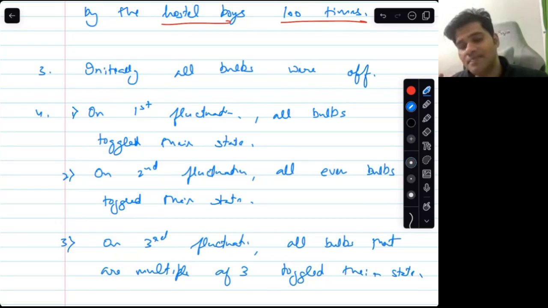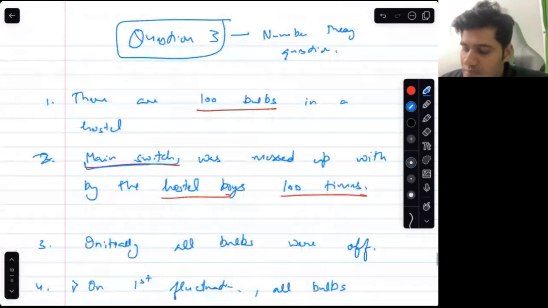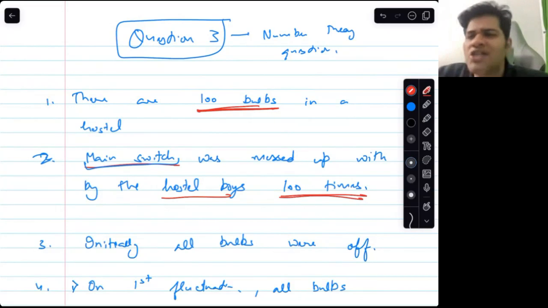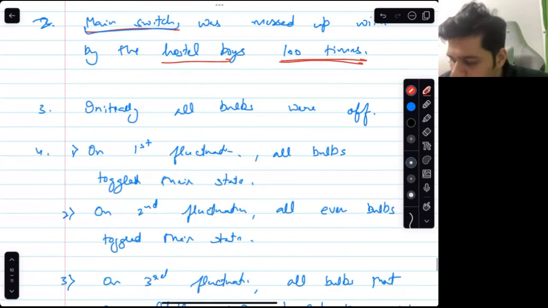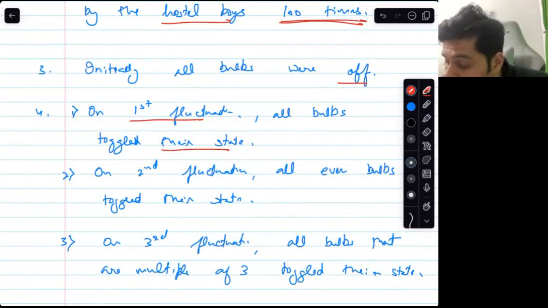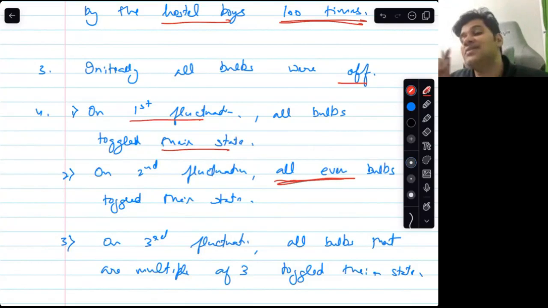Is the question clear so far? So let me revise the question so far. How many bulbs? 100 bulbs. How many times did you guys mess with the main switch? 100 times. When you mess with the main switch, the voltage fluctuates. Mess does not mean you turned it on or off. Mess means you tried to do something there and the voltage fluctuated. Initially all bulbs were off. On the first fluctuation, all bulbs toggled their state. So all were off, all became on. On second fluctuation, only the even bulbs toggled their state. So even bulbs became off again.